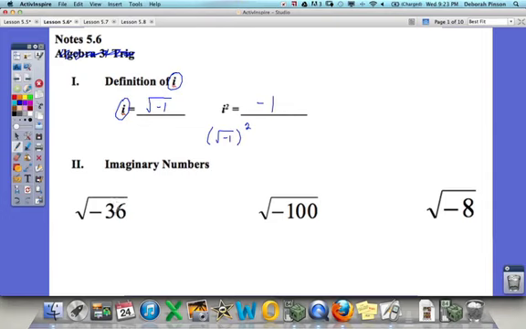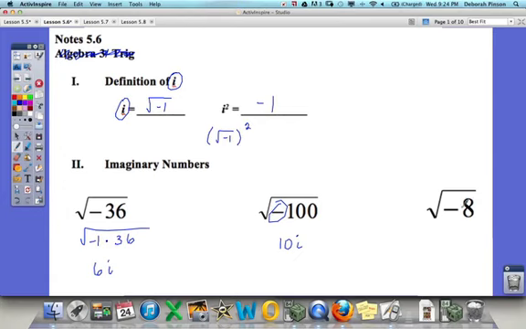So here's how you take care of this negative here. It's like you've got negative 1 times 36. Now I can take the square root of 36. It's 6, right? And then square root of negative 1 is i. So 6i. Okay, so square root of negative 100 would be 10i. The i basically represents that negative being inside the square root.